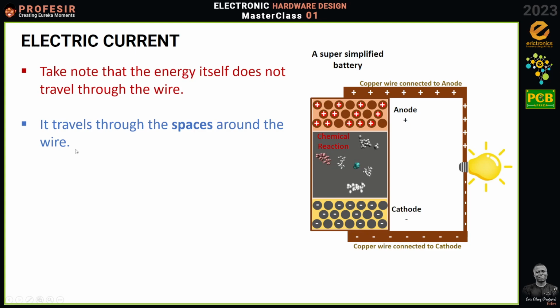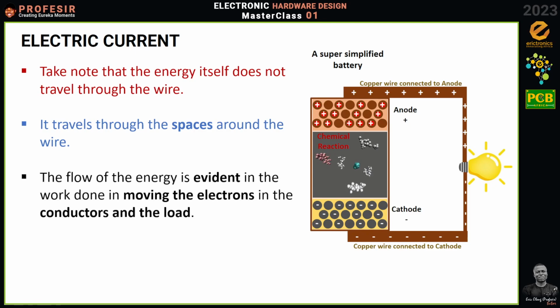First of all, the energy travels in the spaces around the wire, and the energy is evident in the work done. Take note that the electrons we are talking about in this system are not produced by the batteries. We are talking about two different things here. Yes, the battery does generate electrons, but these electrons are what we are using to sustain our electric field.